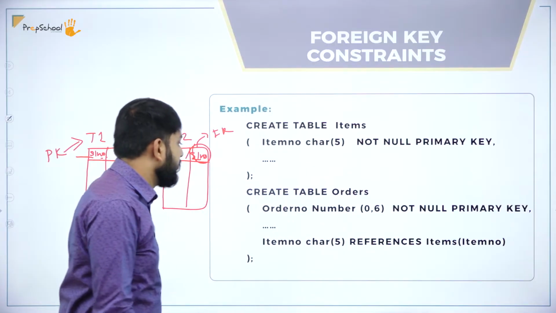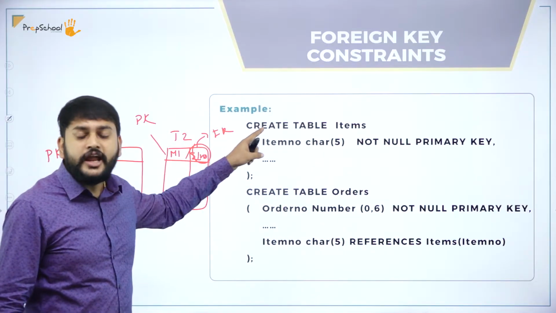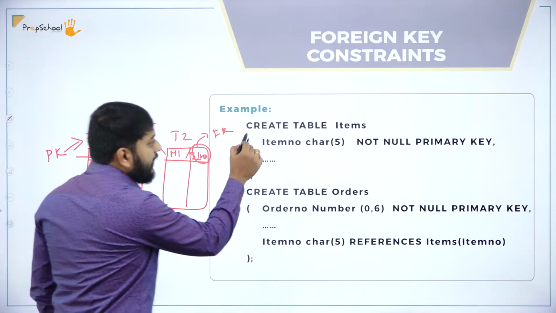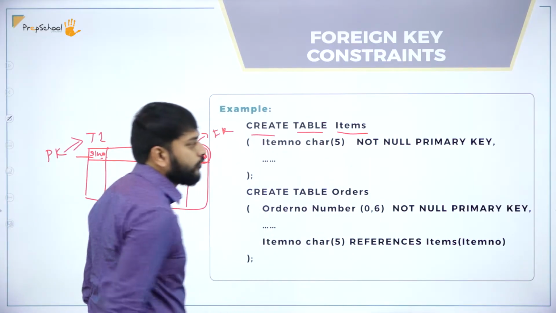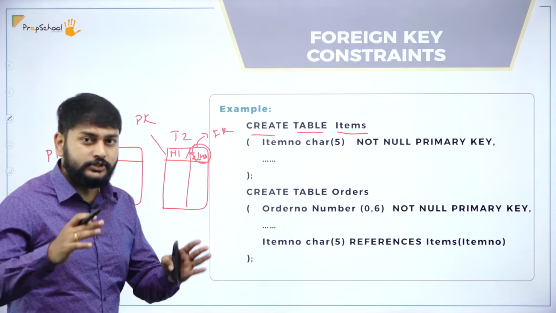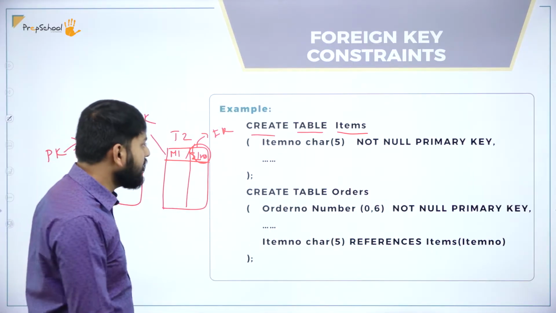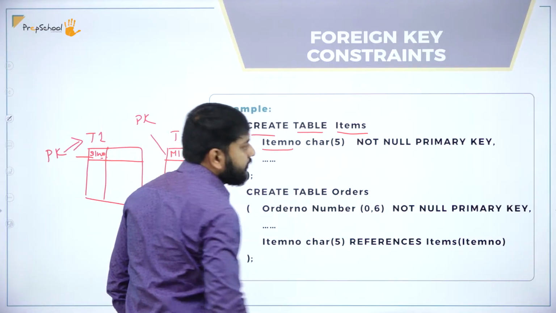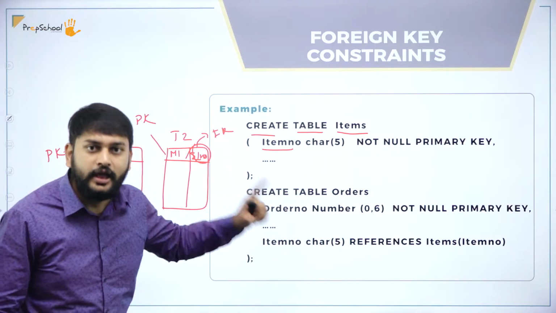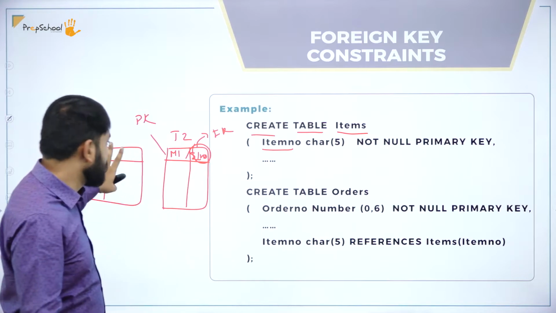So please listen carefully. I will create 2 tables. Create table items. Table name is items here. In that, item number is a primary key. So that is in table 1.